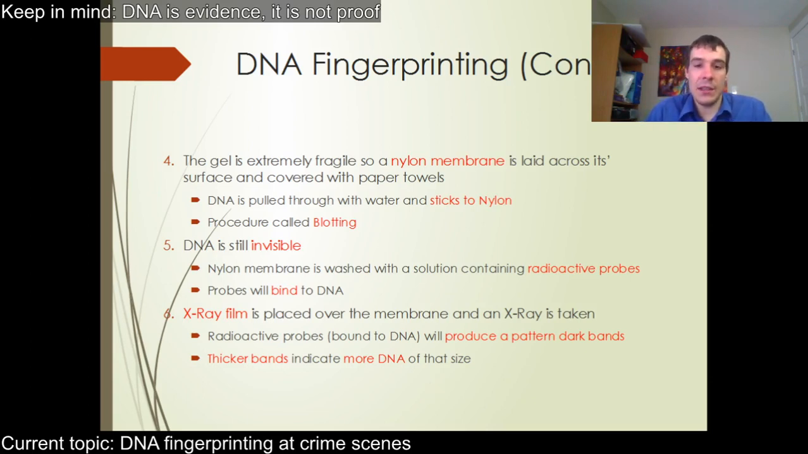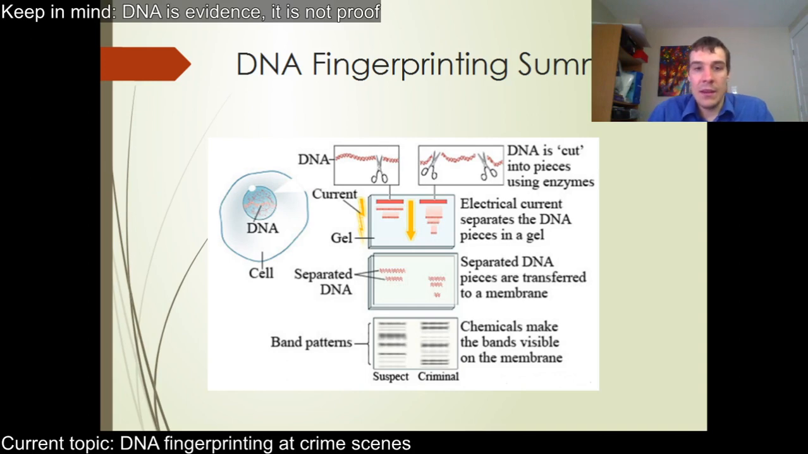Like a glow-in-the-dark thing, and the DNA bands would pop up, and I would take a picture of them. And it was really interesting. Right, so you see this is the whole summary of it. You cut it with the restriction enzymes.